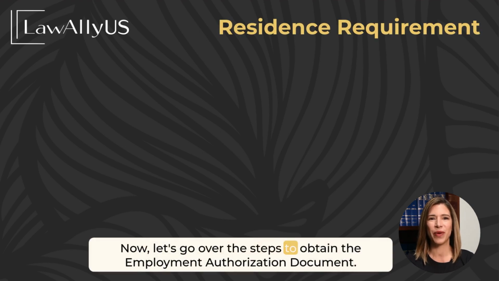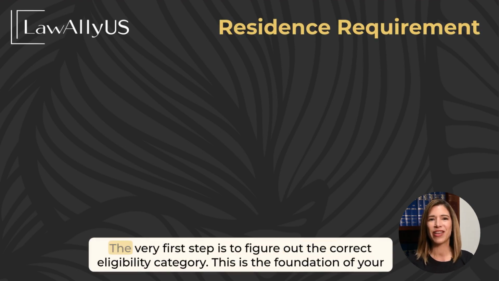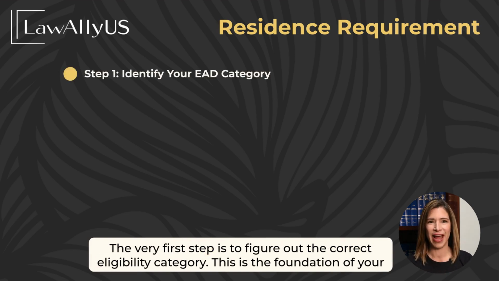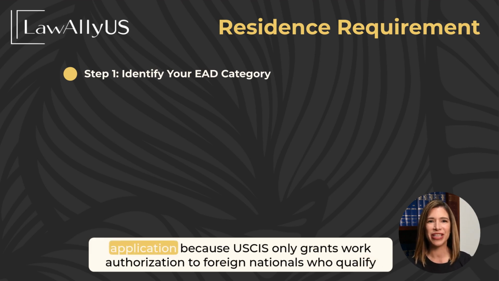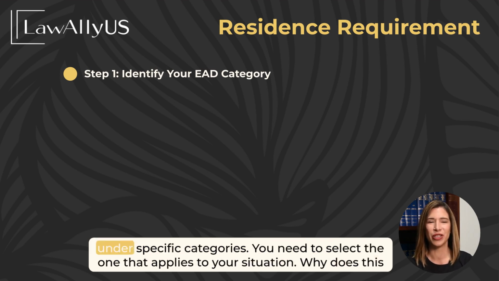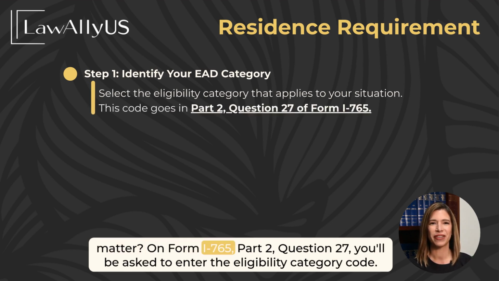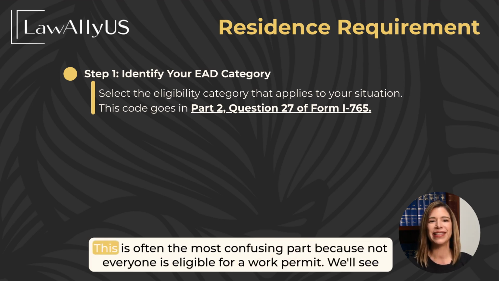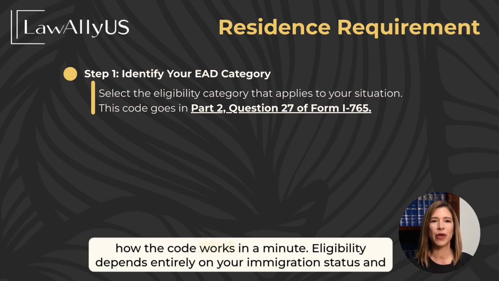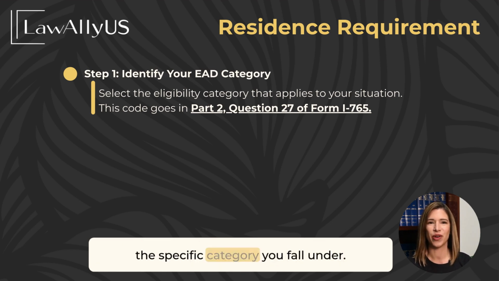Now let's go over the steps to obtain the employment authorization document. The very first step is to figure out the correct eligibility category. This is the foundation of your application because USCIS only grants work authorization to foreign nationals who qualify under specific categories. You need to select the one that applies to your situation. Why does this matter? On Form I-765, Part 2, Question 27, you'll be asked to enter the eligibility category code. This is often the most confusing part because not everyone is eligible for a work permit. We'll see how the code works in a minute. Eligibility depends entirely on your immigration status and the specific category you fall under.